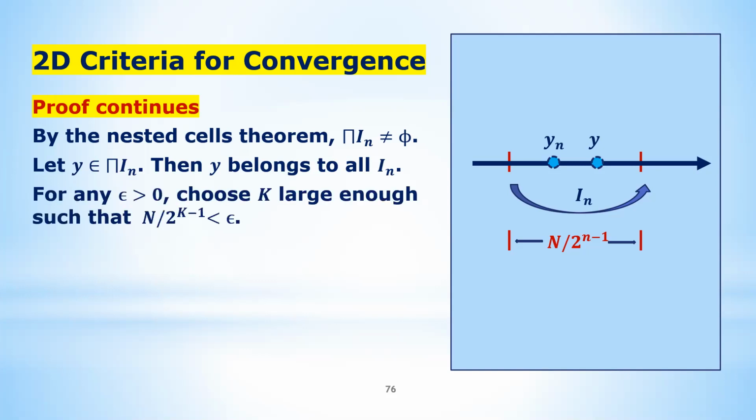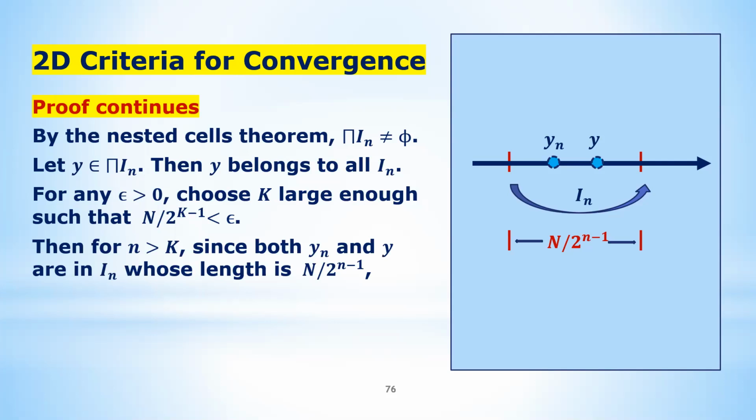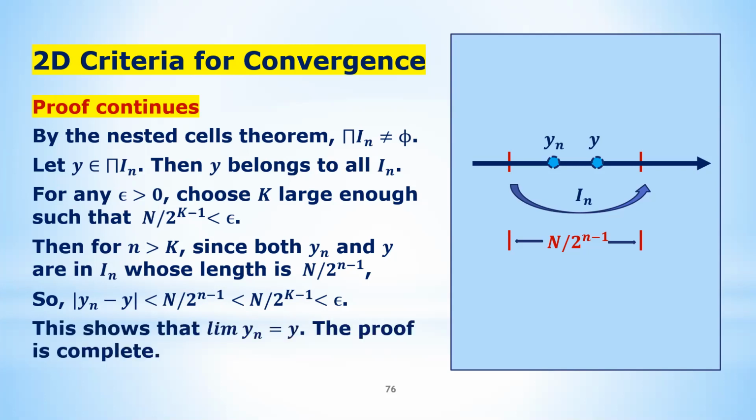Now I'm going to justify the limit, and we're going to show that Yn actually approaches y. For any given epsilon, I choose k large enough such that n divided by 2k minus 1 is less than epsilon. Of course I can choose k large enough to make this happen. Then for n greater than k, since Yn and y are both in In, and the length of In is less than n over 2n plus 1, the distance between Yn and y is also less than the length of the interval. Therefore, the absolute value of Yn minus y is less than n divided by 2n minus 1, which is less than n divided by 2k minus 1, which is less than epsilon. This simply shows that the limit of Yn actually approaches y. The proof is complete.